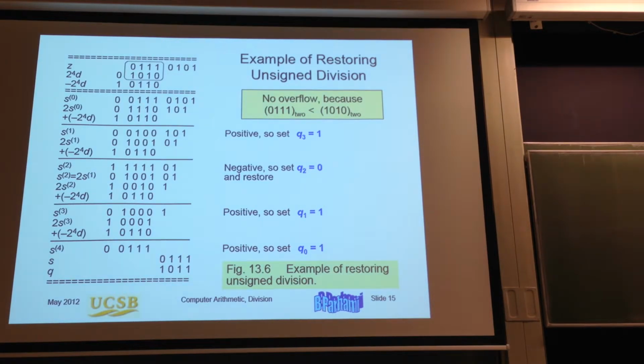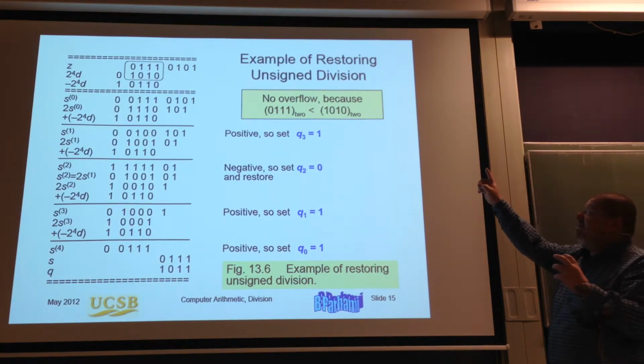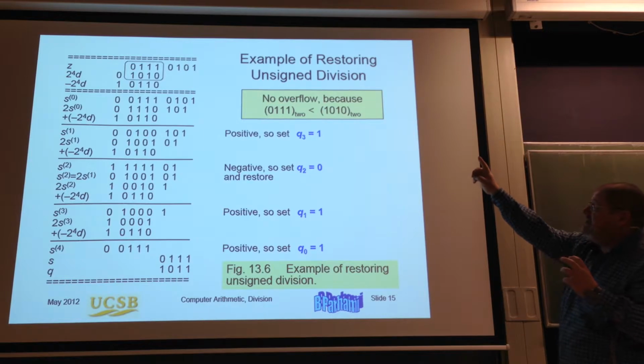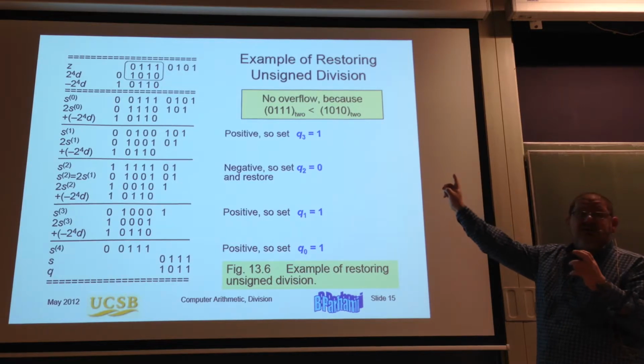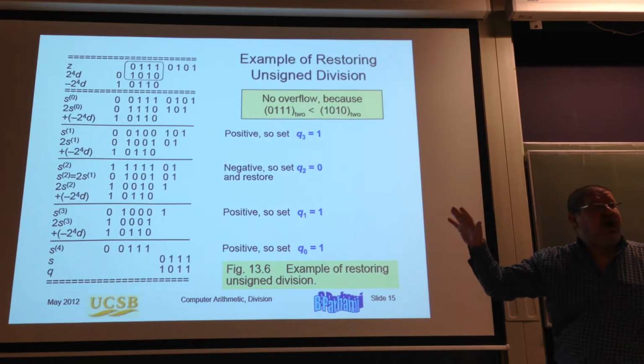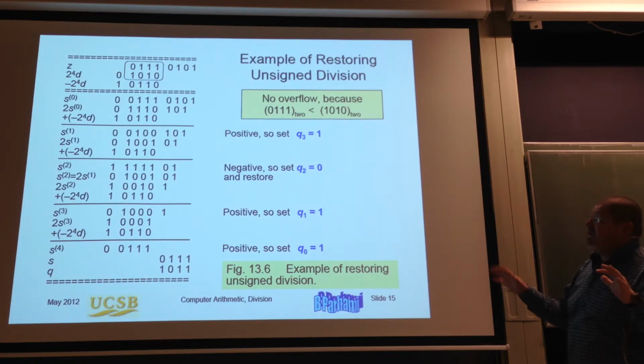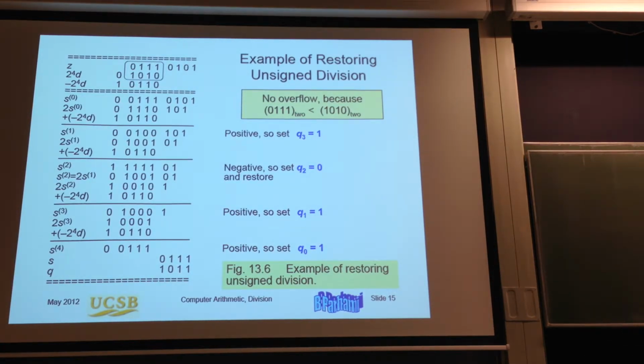Here we have an example of unsigned division, restoring unsigned division, done as it would be in hardware. First of all, I check the overflow. You see there that the first 4 bits of Z are not larger than D, so I'm sure I can commit the division. I always do a subtraction. This is D and this is minus D. Now we deal with complement numbers: this is the complement of that plus 1.